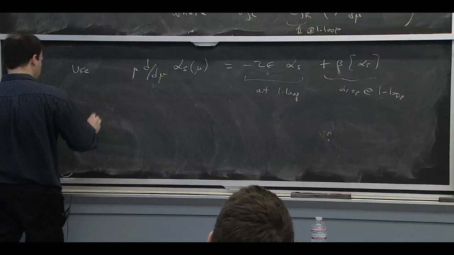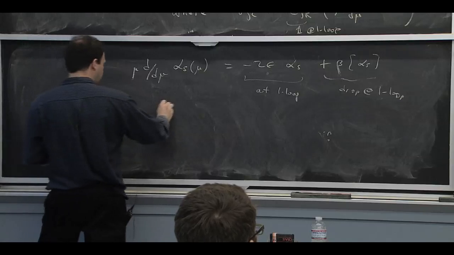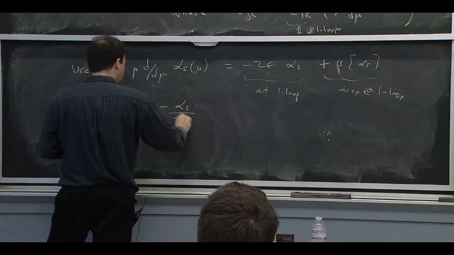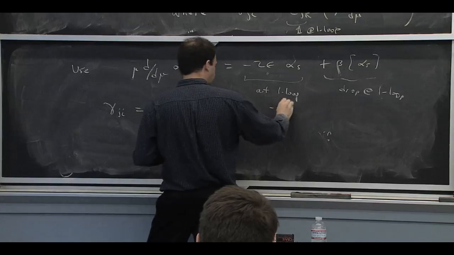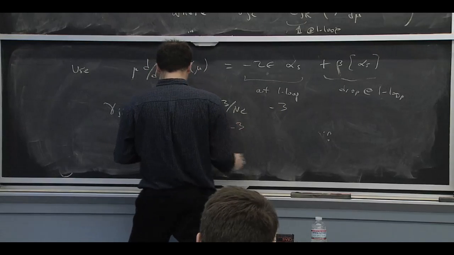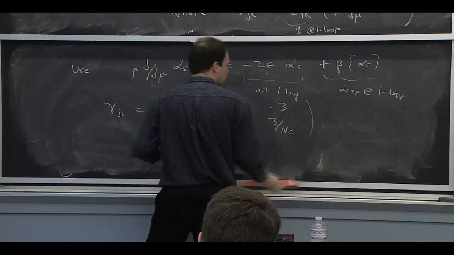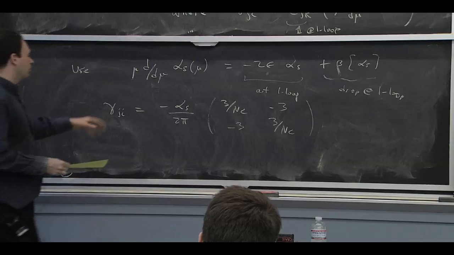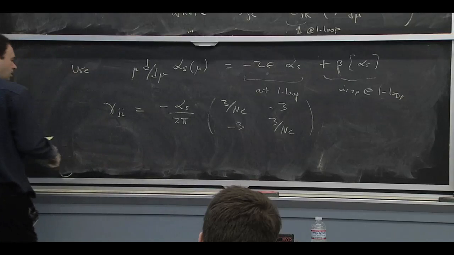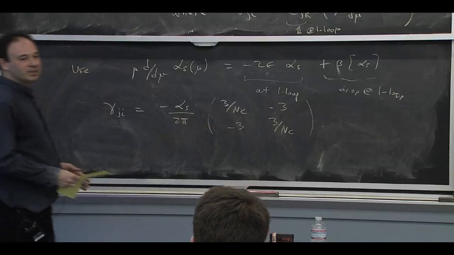Okay, put those things together. Anomalous dimension, of course, is something that doesn't depend on epsilon, and it's, in this case, a 2 by 2 matrix. Okay. And we can solve this problem. If we want to solve this matrix, then what do we do? Well, you could diagonalize it. That's how you would solve it.